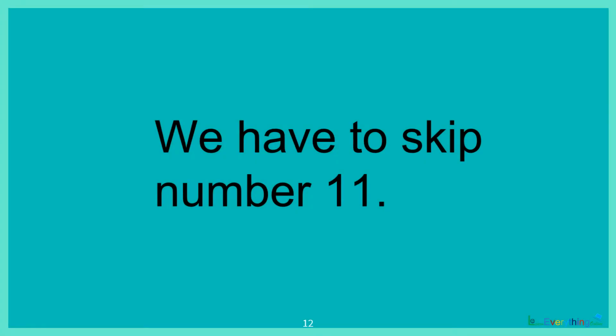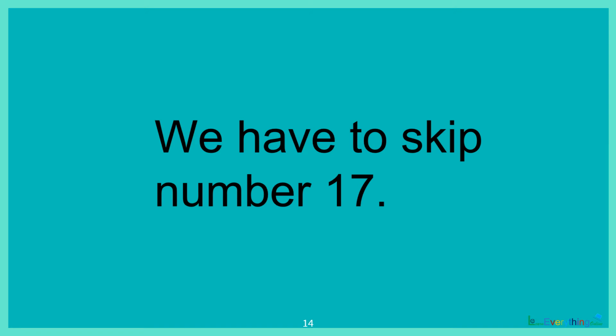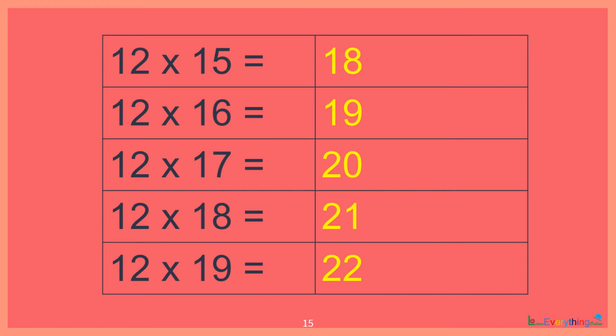For the next table, we have to skip number 11 and write it from 12. So we have written 12, 13, 14, 15, 16. And for the next table, we have to skip the number 17 and write from 18. So we have written 18, 19, 20, 21, 22. So our one side is over.